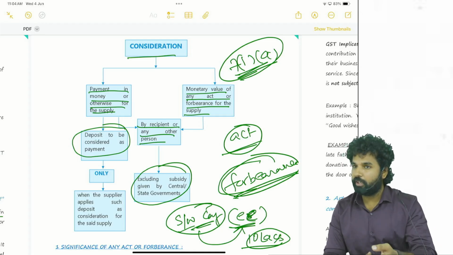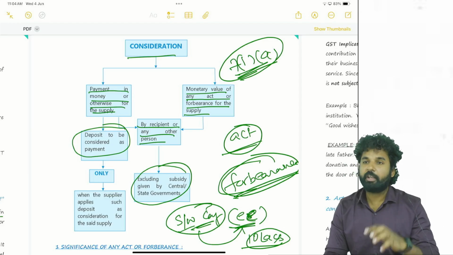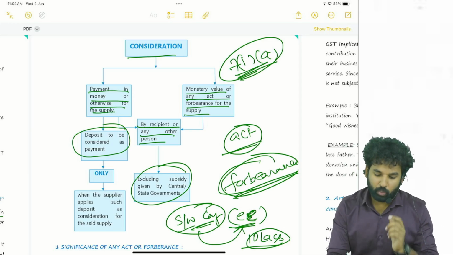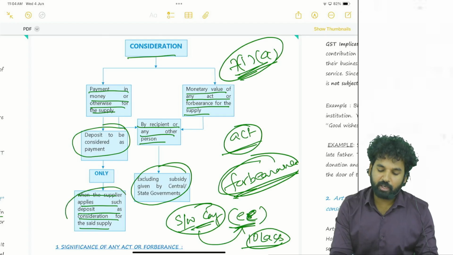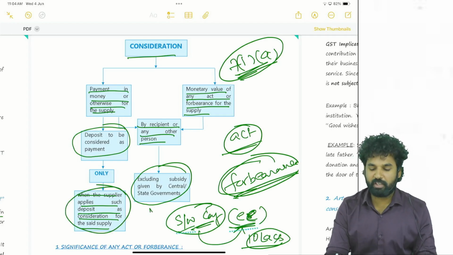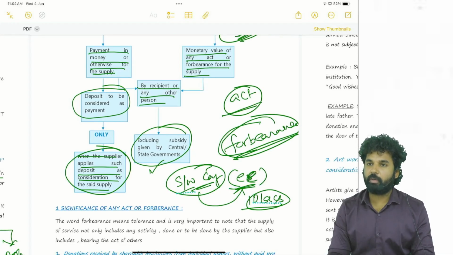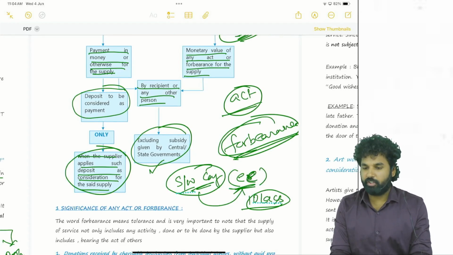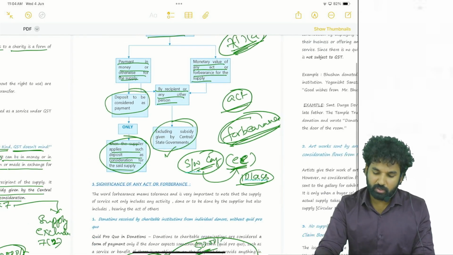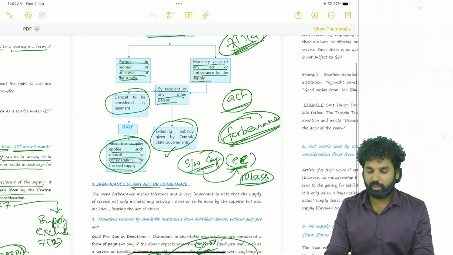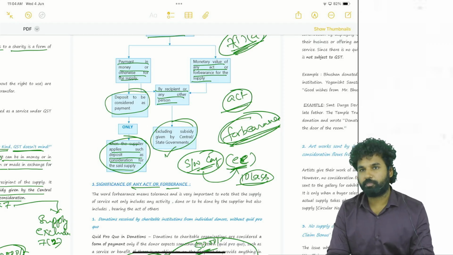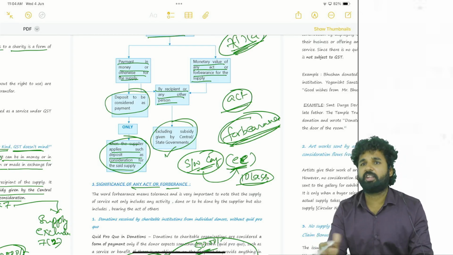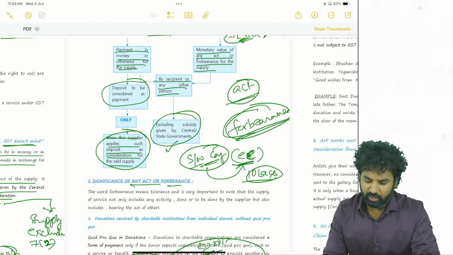If it is a subsidy by the central government or state government, it cannot be considered as a consideration. Only when the supplier applies such deposit as consideration for the said supply, then only it is a consideration. You got this definition? Right. So we have seen an act or forbearance of an act. Doing something is an act for some consideration, and not doing something is forbearance. Not doing something is also a consideration.